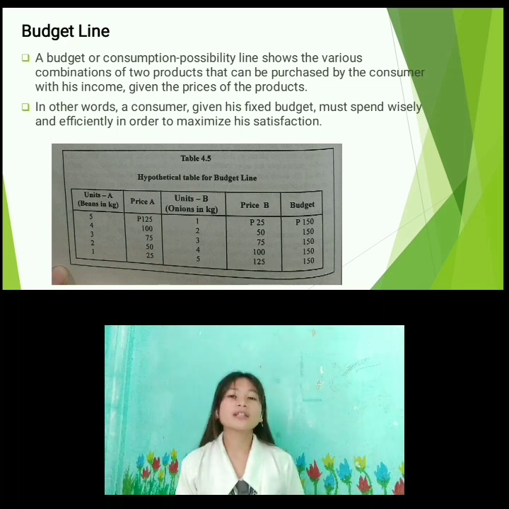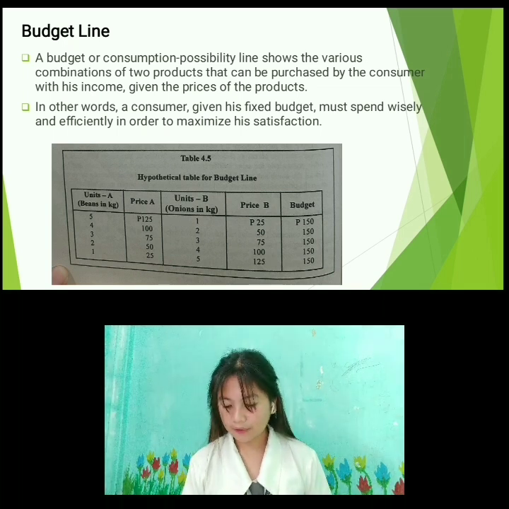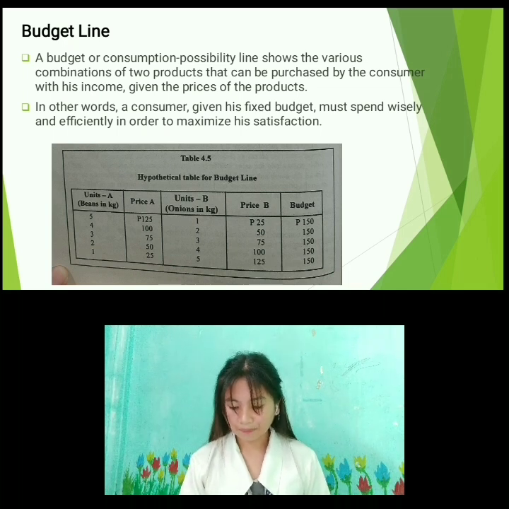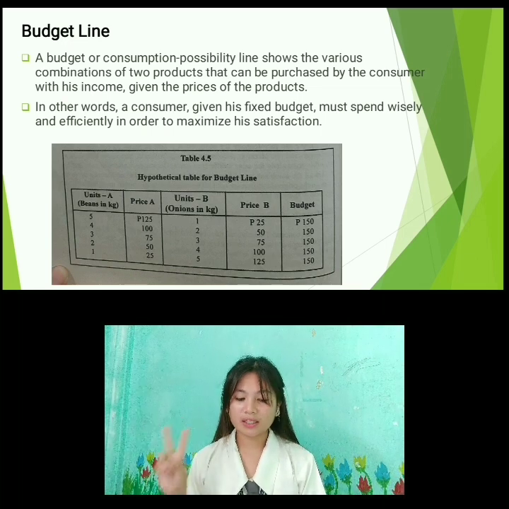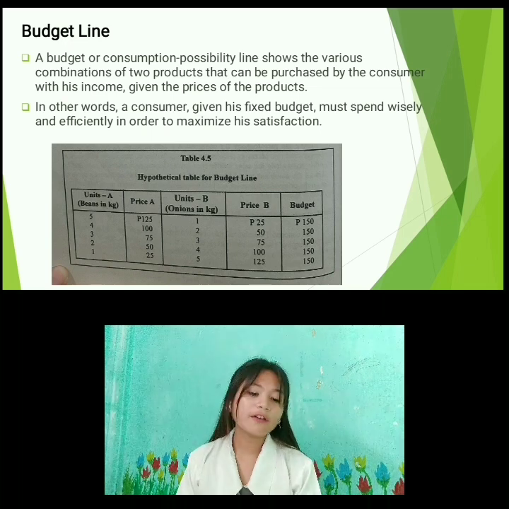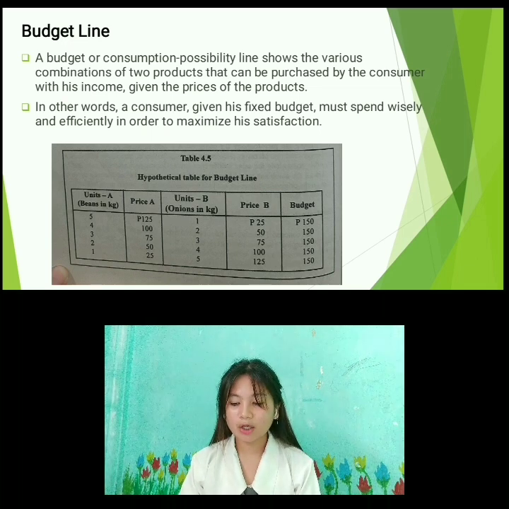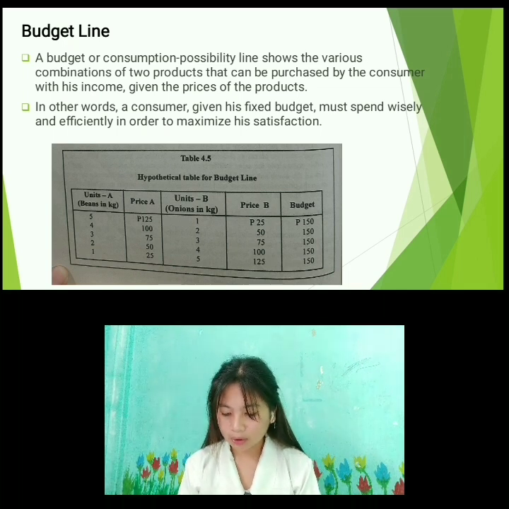And now, to further understand budget line, we have here table 4.5, the hypothetical table for budget line. The figure shows the consumption of two commodities, which is the beans and the onions. There are five various possible combinations of beans and onions given the limited budget of 150. So as you can see, meron tayong 5 possible combinations.